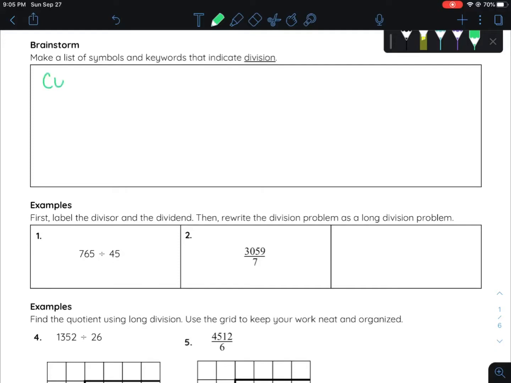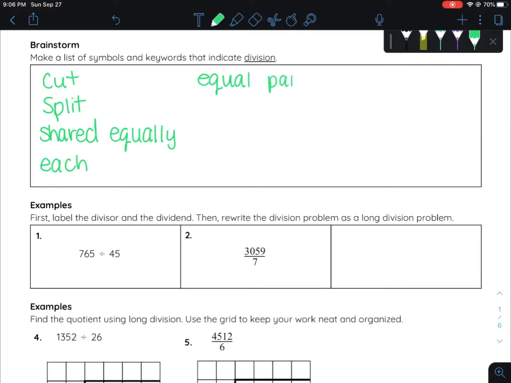So we've seen cut, we've seen split or split up, we've seen shared equally, we've seen each, we've seen equal parts. Some things like this are all similar words. Anything that is similar to these would count as a division word. You can't necessarily look it completely up out of the list.